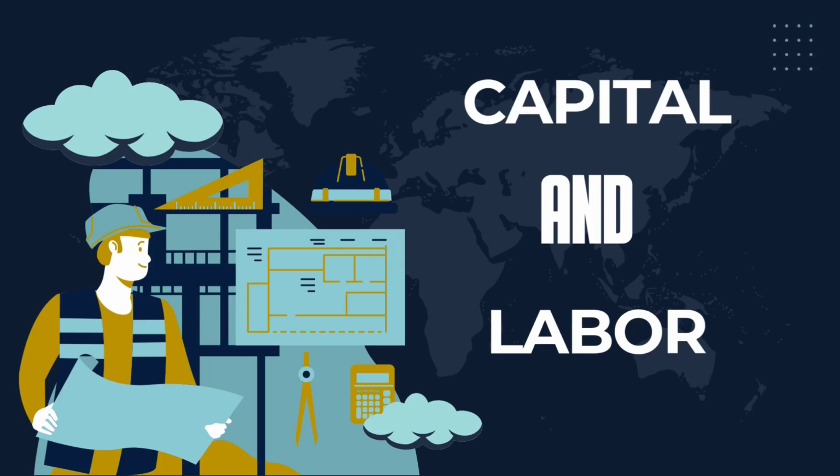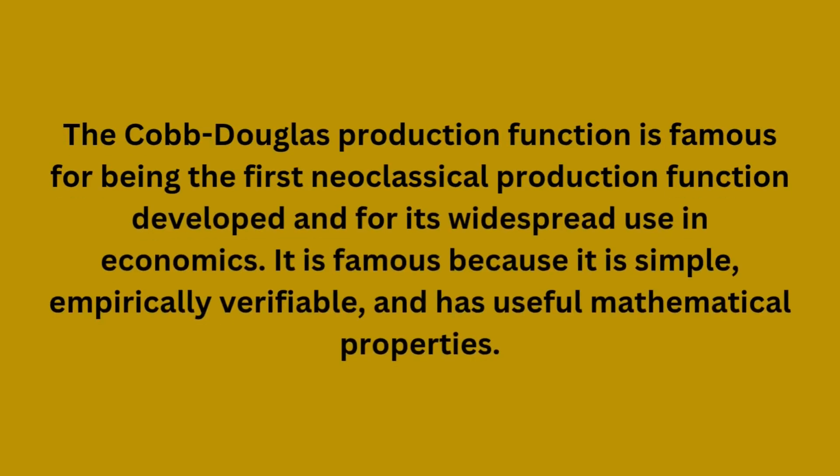But what makes this function so special? In this video, we are going to explore its superpower, flexible returns to scale, and its famous constant elasticity of substitution. Let's break it down. The Cobb-Douglas production function is famous for being the first neoclassical production function, developed for its widespread use in economics. And it's famous because it is very simple, empirically verifiable, and has useful mathematical properties.